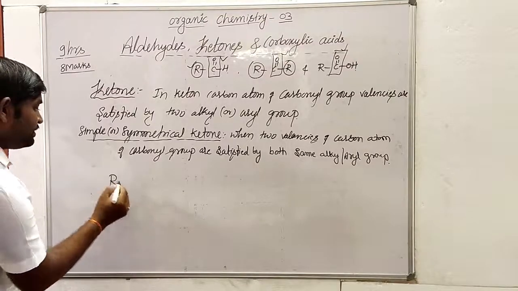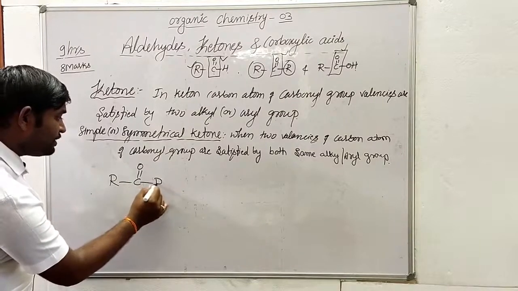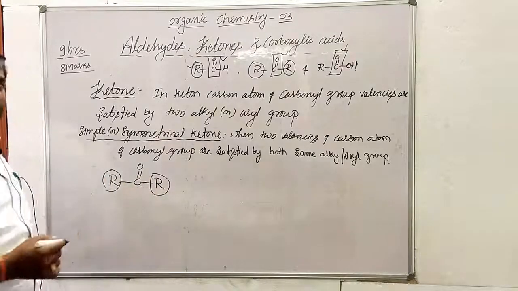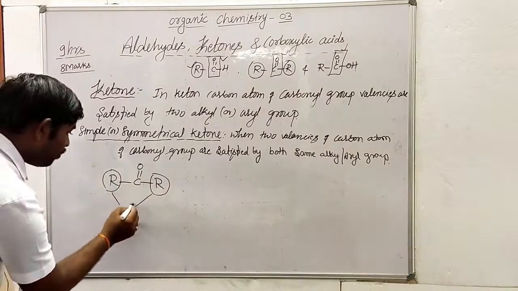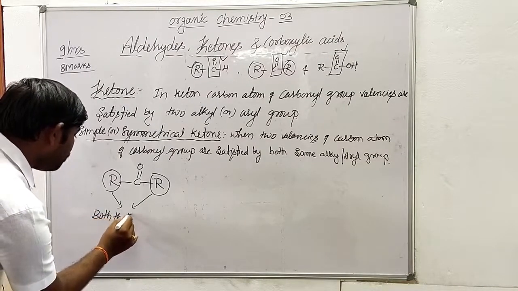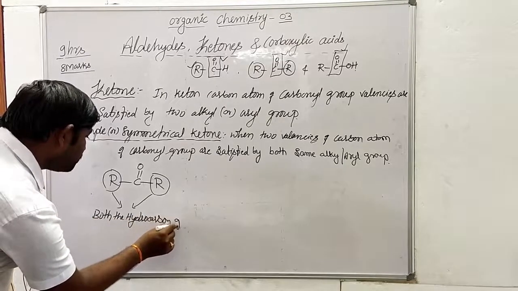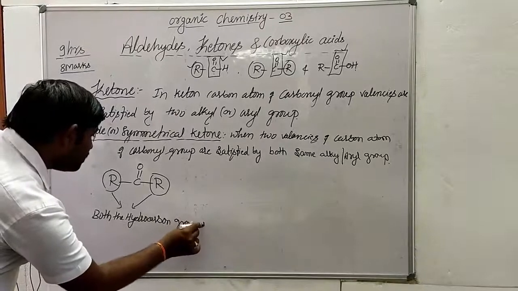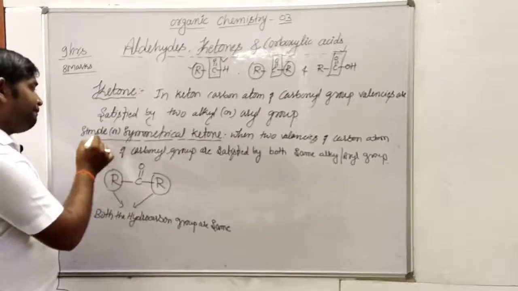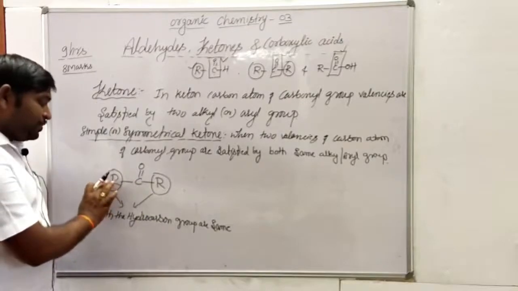For example, this is an alkyl group, this is the carbonyl group. This carbonyl group has two valencies, and these two valencies are satisfied by the same hydrocarbon group. Both hydrocarbon groups are the same, that's why this is simple or symmetrical. Symmetrical means the same ketone, it is an alkyl group on both sides.